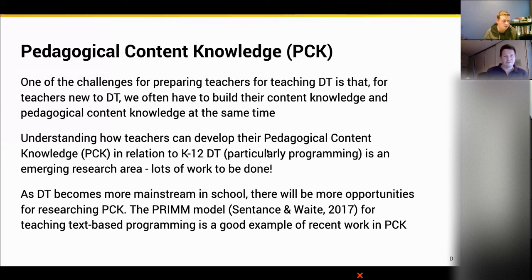I've just mentioned a model of teaching that's been developed recently in England, called PRIM. It's a good example. The main point is that while the teaching of computational thinking is relatively new, there's lots of interesting work happening, and that's informing our work here at the Academy and at the University of Sydney. So I'll let you go, Karsten.